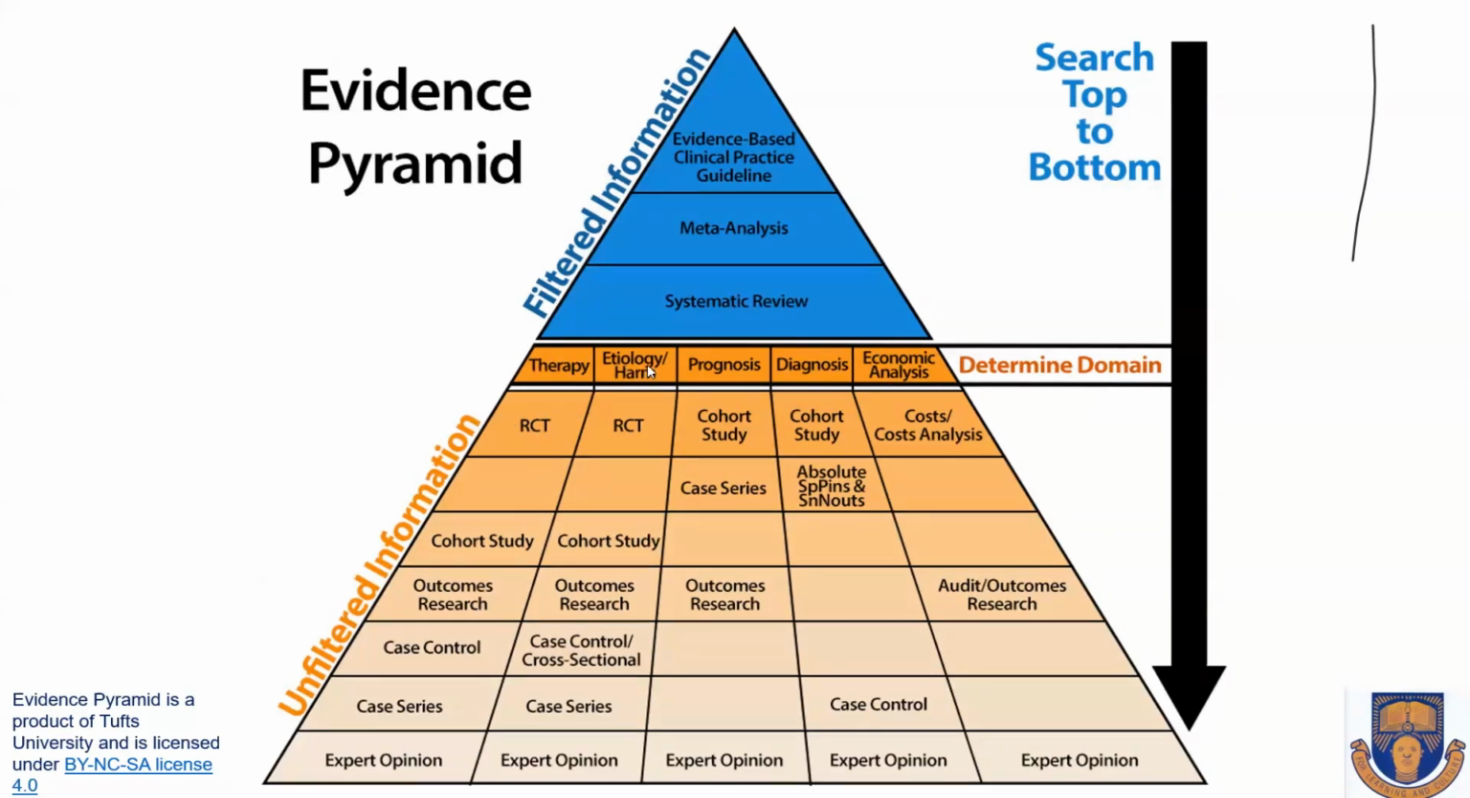If you're looking for etiology, the etiology of a disease is usually longitudinal. It's either a randomized clinical trial or a cohort study. If you're looking for prognosis, the right study design would be a cohort study. If you're looking for diagnosis, you're looking for a cohort study or absolute spin-in or spin-out. If you're looking for an economic analysis, you're looking at cost or cost-effectiveness analysis. So there are ideal things that go with your study design.